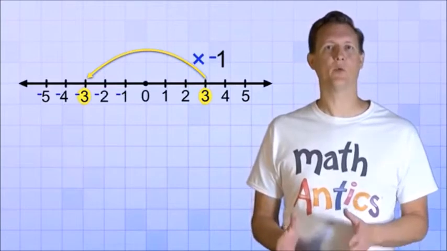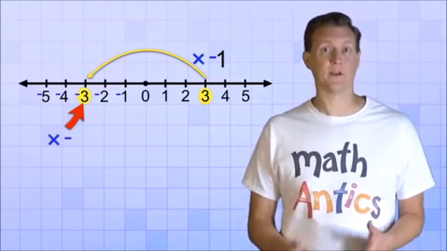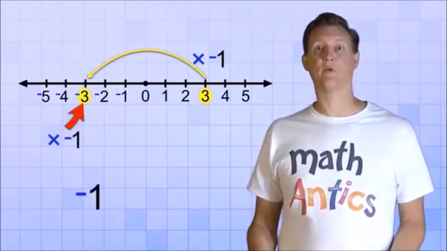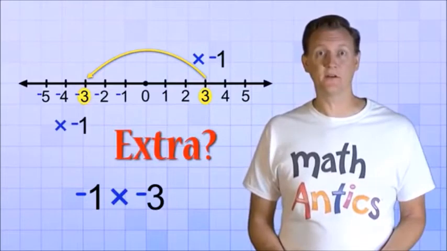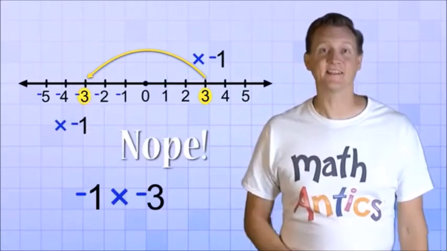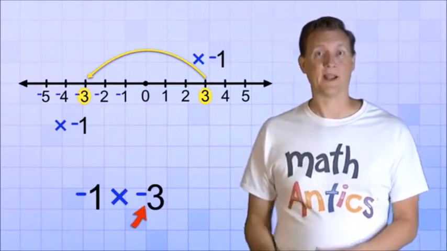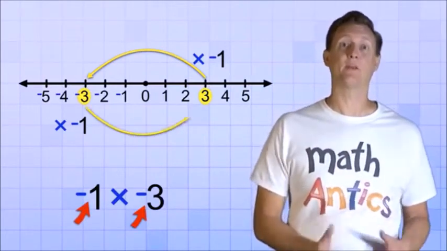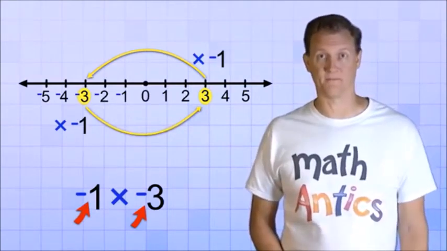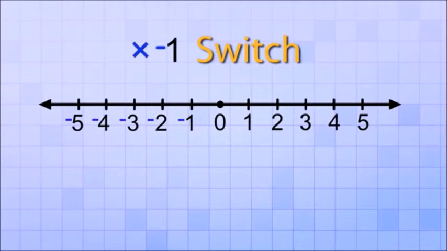But that raises an interesting question. What happens if you multiply a number that's already on the negative side by a factor of negative 1? Like negative 1 times negative 3. Is that going to make it extra negative? Nope. In fact, it's going to do just the opposite. Multiplying a negative number by another negative factor is actually going to switch the answer back to the positive side of the number line.